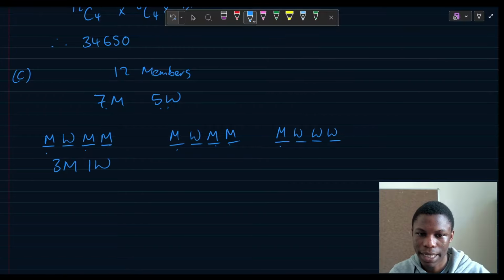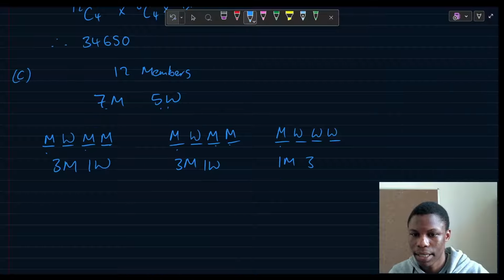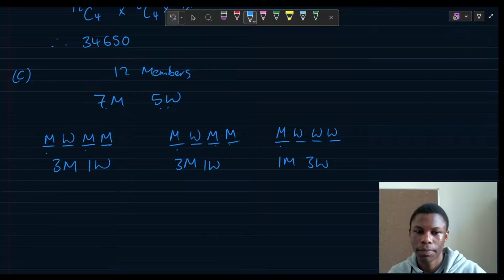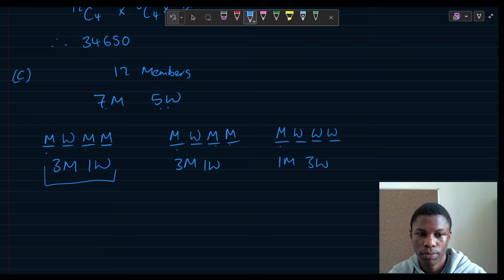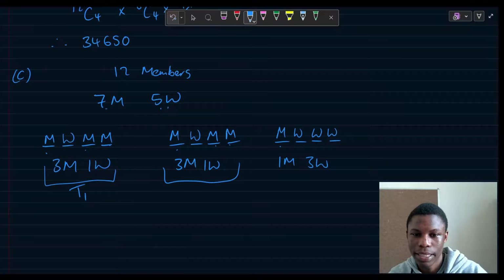The second team here has 3 men and again 1 woman. The fourth team here has 1 man and 3 women. Okay. So this is the first scenario that we could have. And so keep in mind that this team 1 is going to some different town, let's call it T1, and this team 2 is going to another different town, T2, and then this team here is going to town 3.